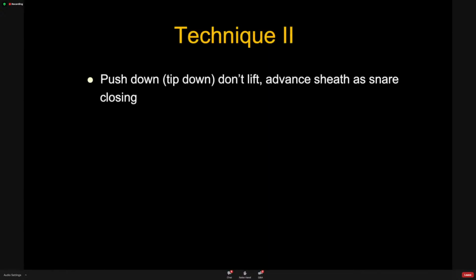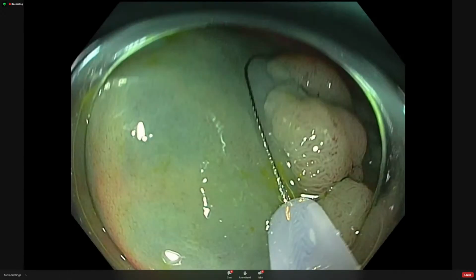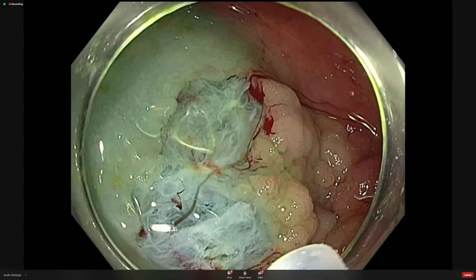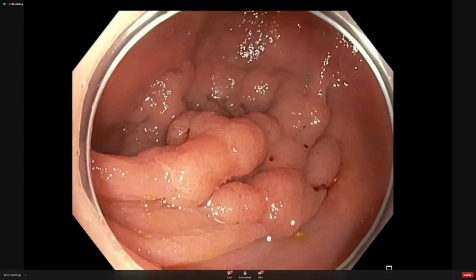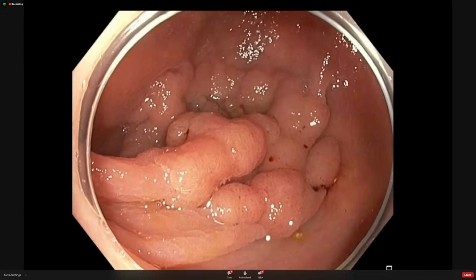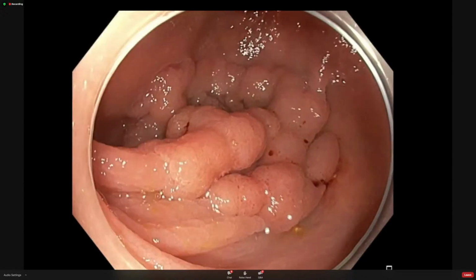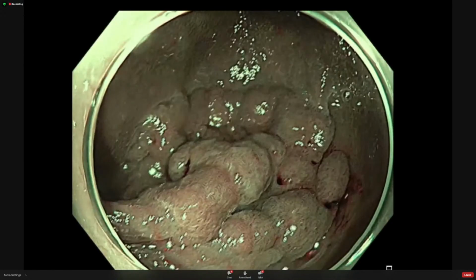The idea is to push down and advance the sheath as the snare is closing and to cut small pieces, taking a rim of the normal mucosa, as you can see here in this earlier slide I showed. We take a rim of the normal mucosa, and then we progress sequentially and cut this lesion. Start from one edge and then overlap, and then we just repeat the sequence, and this can be done fairly quickly. This is just an example of another lesion, which is obviously a tubular villus adenoma.